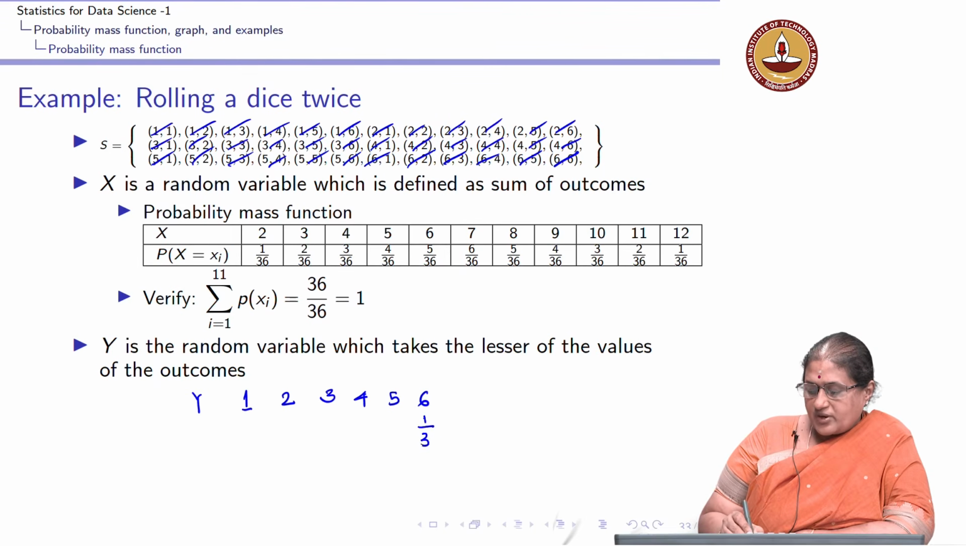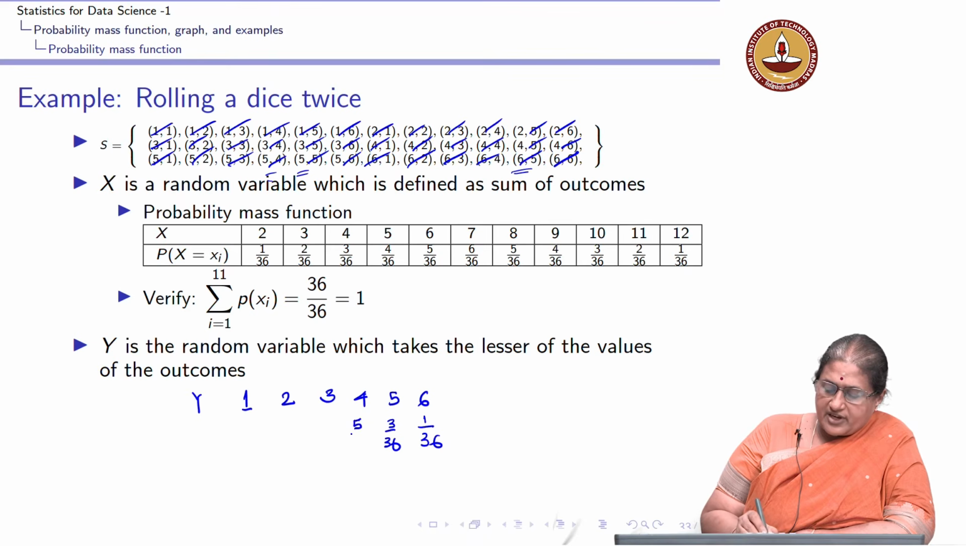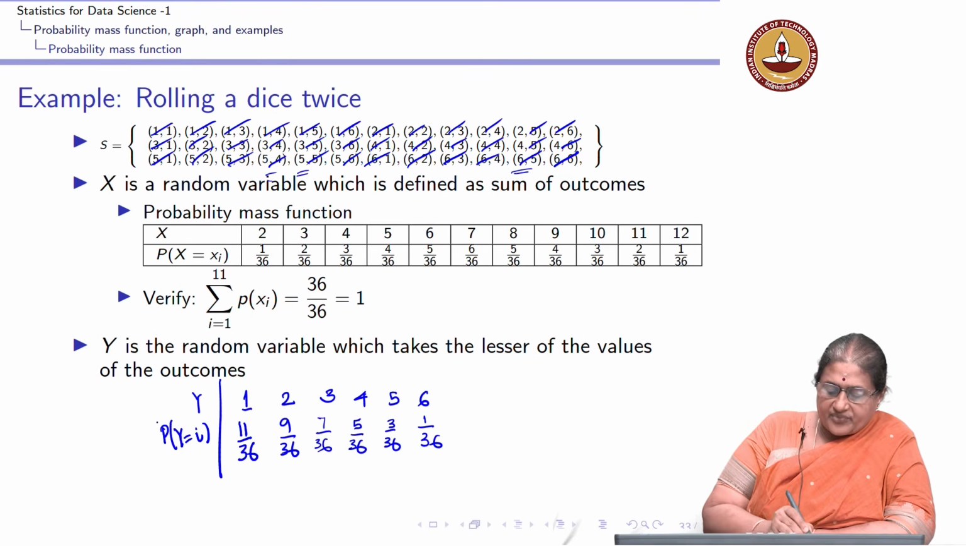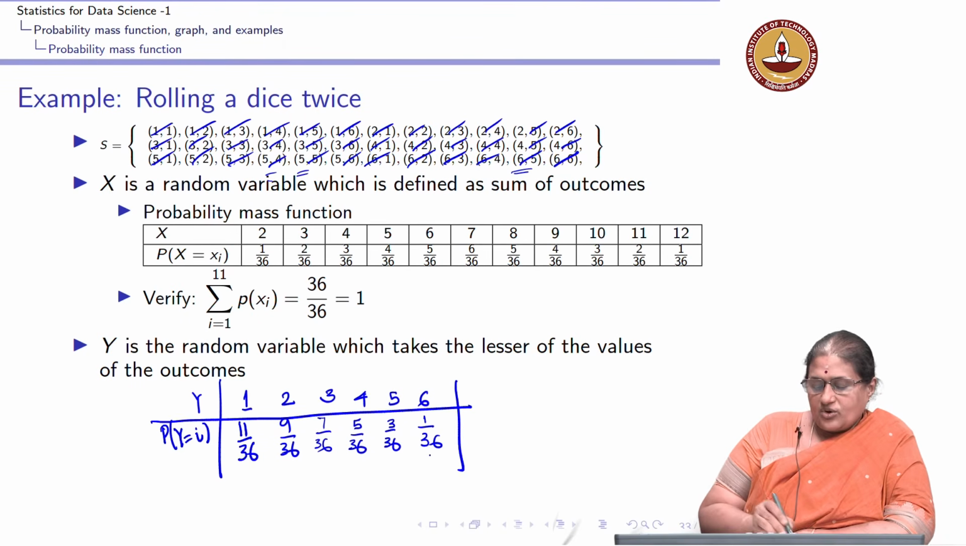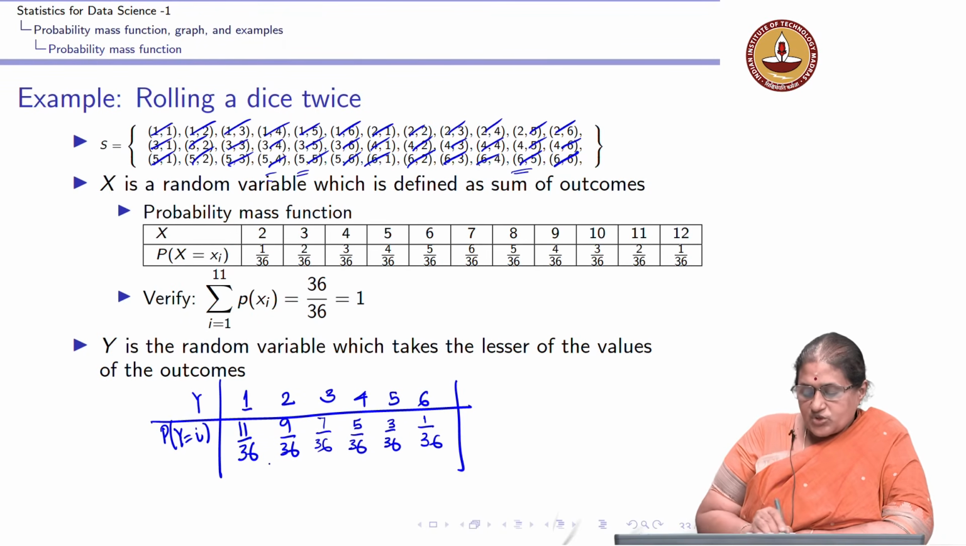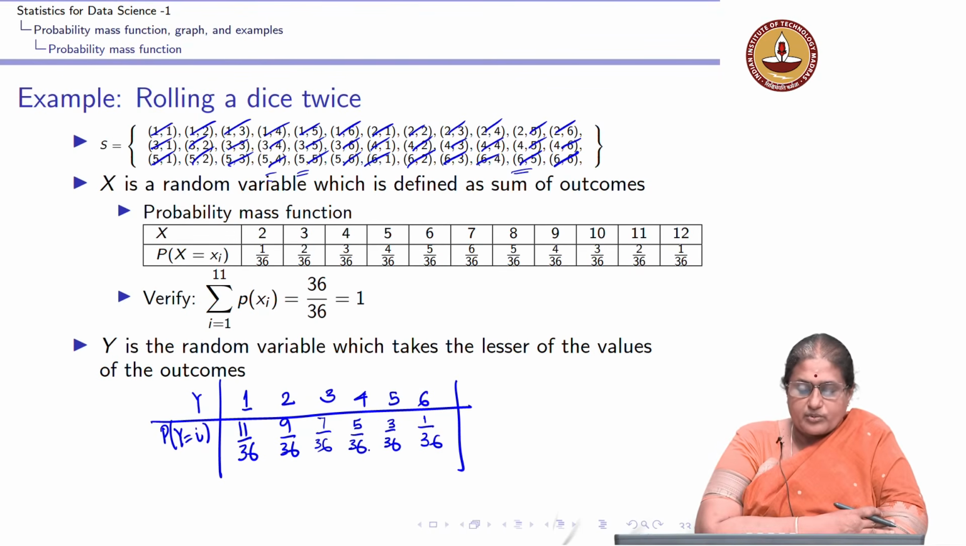So, this is 1 by 36. For 5, it is 1 by 36, and for 4, this is 3 by 36. For 4, it would be 5 by 36. For 3, it was 7 by 36. For 2, it was 9 by 36, and for 1, it is 11 out of these outcomes, the probability that Y equals i. So, I know Y takes these values with the respective probabilities.